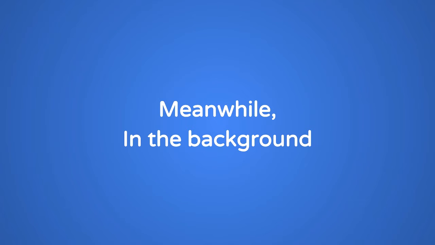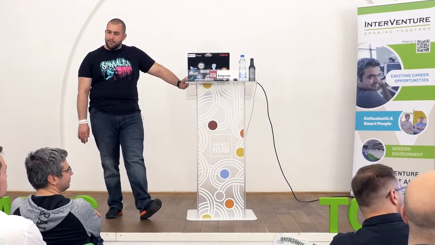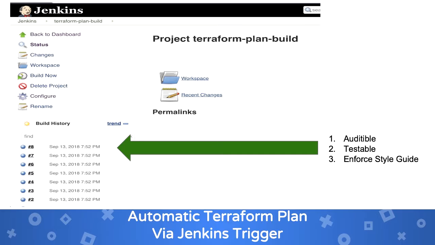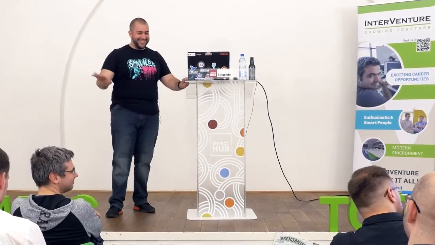Meanwhile, in the background, while this is all going on, a Jenkins job kicked off. That Terraform plan that ran earlier, it's automated now, right? It's audited, tested, and you can enforce a style guide. You can say, hey, I don't like the syntax. We as a company do 4 spaces, right? Or tab. And again, I'm not going to have that battle. You all can fight that on your own.